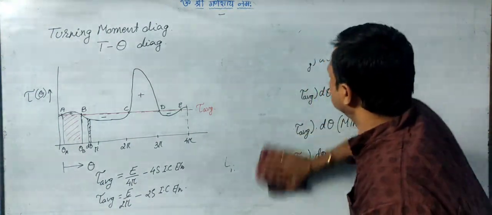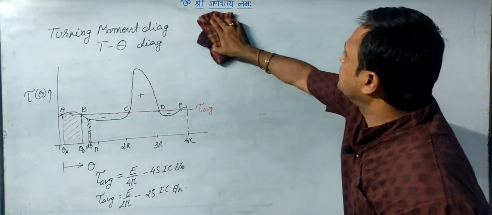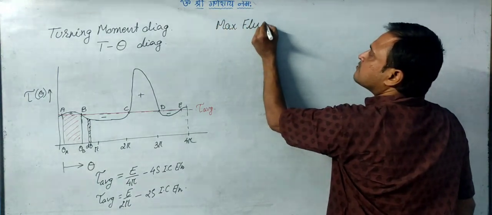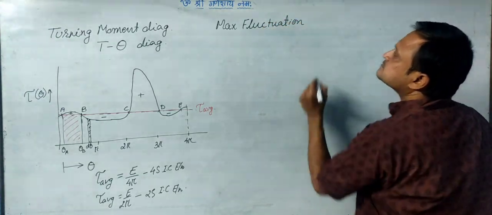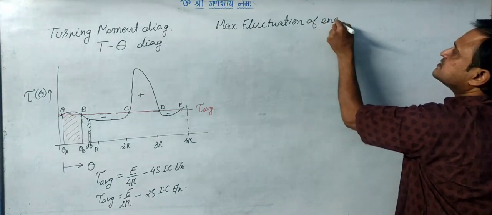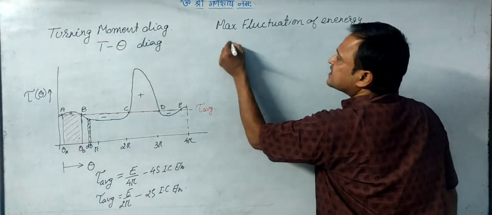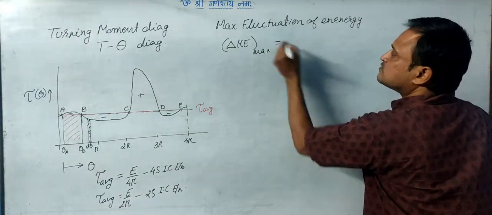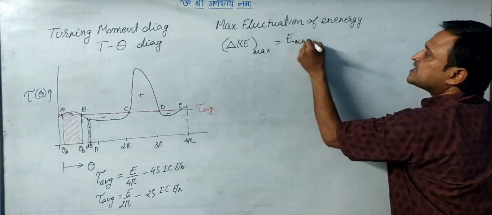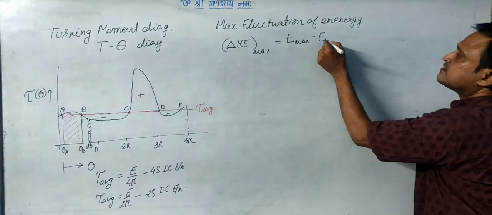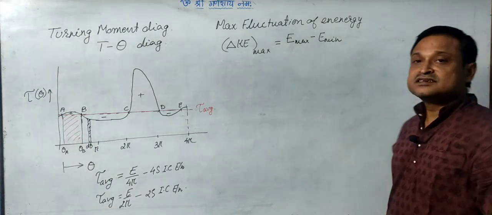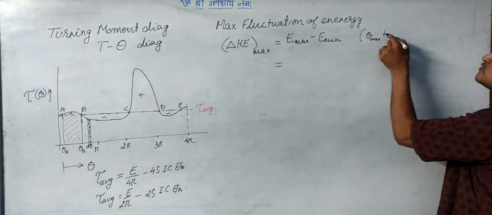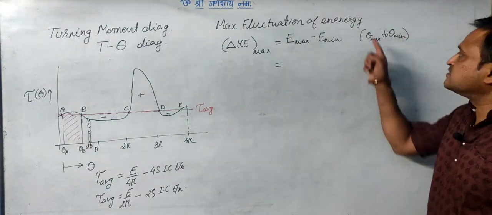So, let us see that. The maximum fluctuation of energy is denoted as delta K max, which will be equal to the maximum energy during the cycle minus the minimum energy during the cycle. Or I can say that this is from theta max to theta minimum, if these are the two conditions of theta.